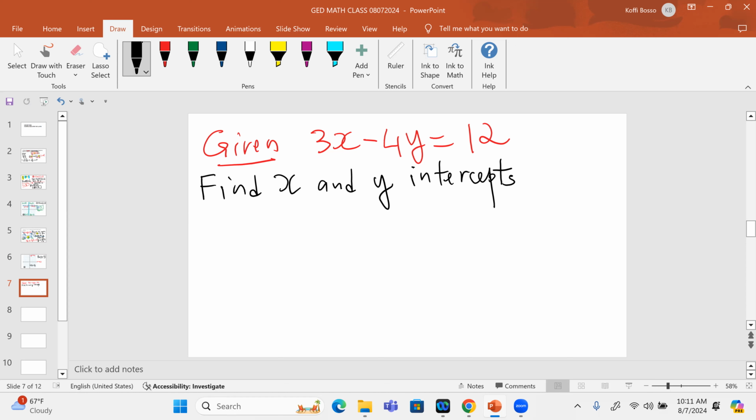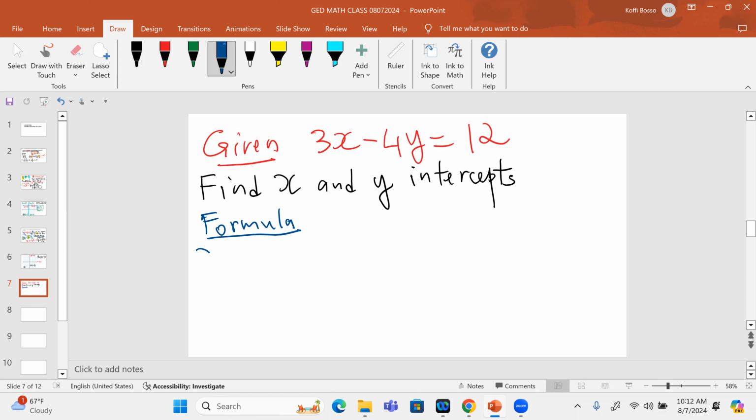Given 3x minus 4y equals 12, find x and the y-intercept. So there will be another simple method I want to show you. In case you have an equation like this and they ask you to find the x-intercept or the y-intercept, let's give you the formula for each one.